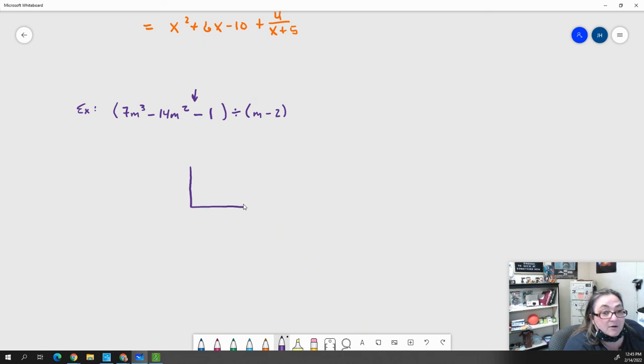We're going to make our box. And so here for my m cubed, I have 7. Here for my m squared, I have negative 14. I do not have an m value. So where that would go, I'm going to put a 0. And then for my number, I'm going to put negative 1. Otherwise, it's going to throw off the way we write this.